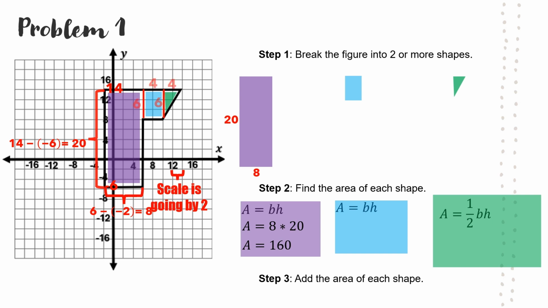Next we will find the length of the base and the height of the small rectangle and the triangle. Both have a base of 4 and a height of 6. Once we plug in the numbers into the area formulas we get that the area of the small rectangle is 24 and the area of the triangle is 12.